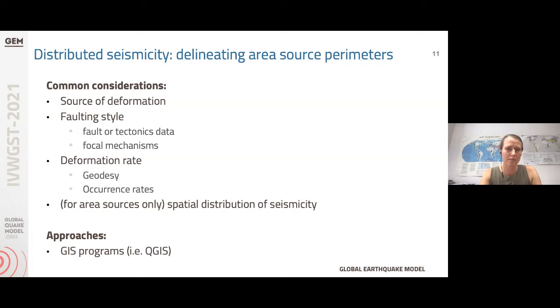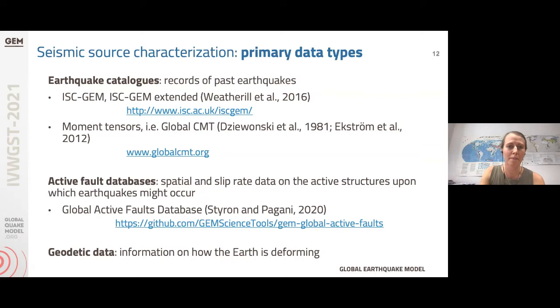So pointing to some of the primary data types that I've mentioned so far, we have earthquake catalogs, active fault databases, and geodetic data. And here I'm listing a few of the open source compilations of these. I'm in particular today going to talk about earthquake catalogs, given their significance in most of the source characterization procedure.